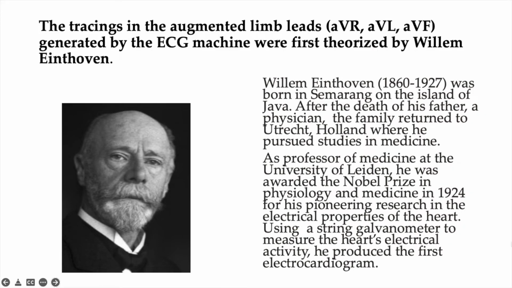The tracings in the augmented limb leads AVR, AVL, and AVF are generated by the ECG machine and were first theorized by Willem Einthoven. Willem Einthoven was born in 1860 and died in 1927. He was born in Semarang on the island of Java. After the death of his father, a physician, the family returned to Utrecht, Holland, where he pursued studies in medicine. As professor of medicine at the University of Leiden, he was awarded the Nobel Prize in Physiology and Medicine in 1924 for his pioneering research in the electrical properties of the heart. Using a string galvanometer to measure the heart's electrical activity, he produced the first electrocardiogram.